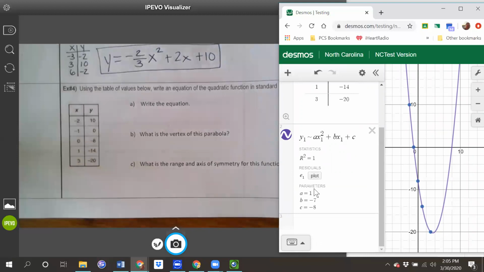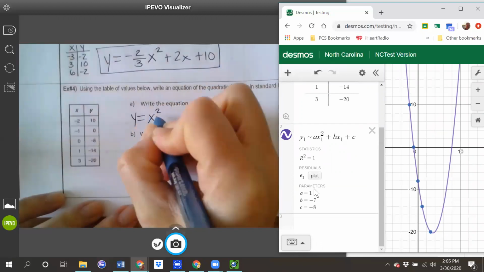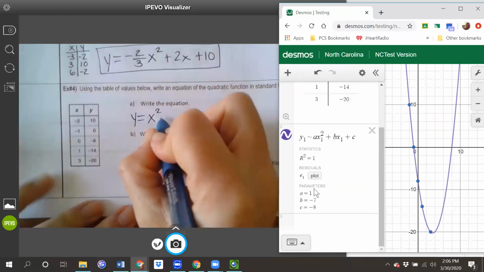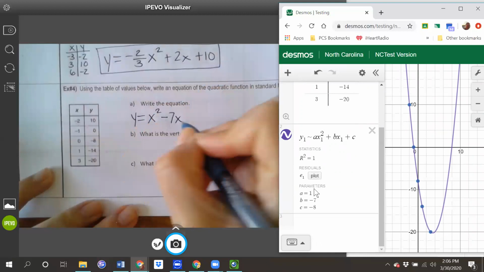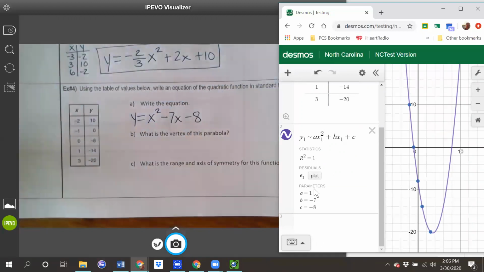So the equation is y equals x squared, right? 1x squared minus 7x, and then a -8. So that is the equation. And then we have some follow-up questions. So what is the vertex of the parabola?